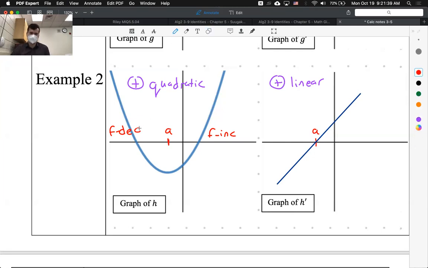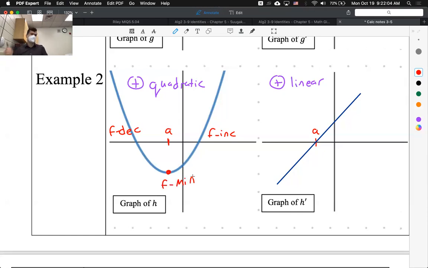So f increasing over here on the right-hand side means that f prime, or I guess I should say h prime, is above 0. H prime on a graph of h prime is height. Height is above 0. Boom, it works out. And again, you could have made a different analysis. Maybe instead of doing f decreasing, f increasing, you ignored that and only did, this is an f minimum.